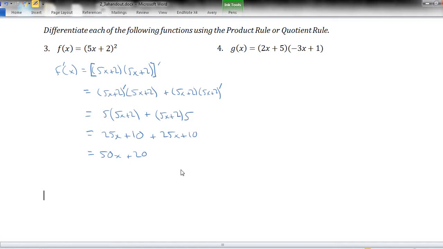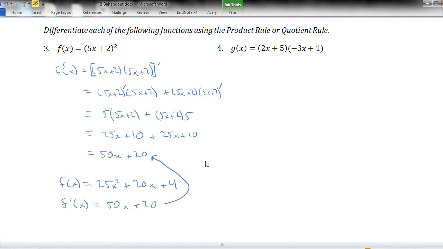Now another way to do this problem would be to multiply out our function f of x. If you FOIL this binomial, you get 25x squared plus, let's see, 2 times 5x times 2 would be 20x, and then plus 2 squared, which is 4. And so that's just a polynomial, and we can take the derivative using the power rule. 2 times 25 is 50x plus 20, and the derivative of the 4 is 0. So we do get the same answer using both methods.